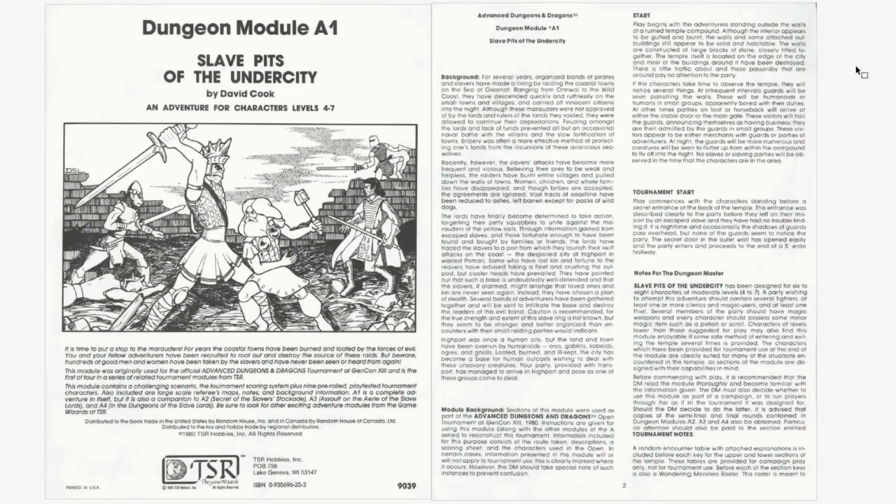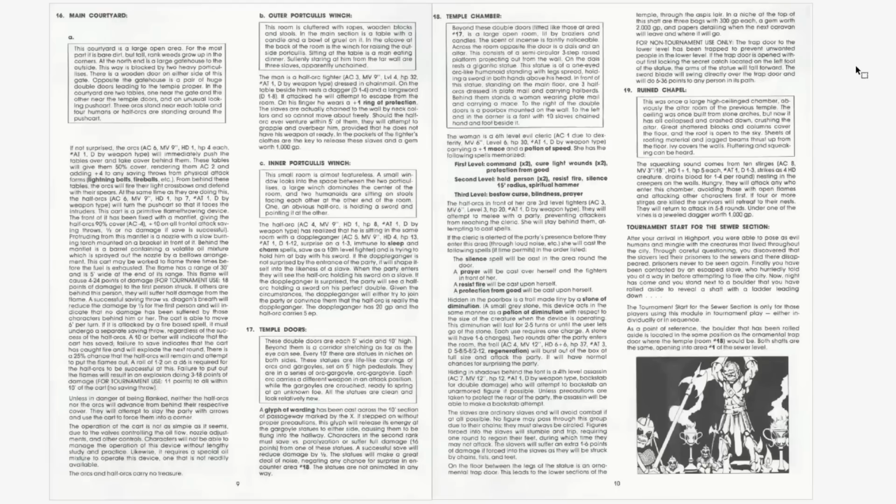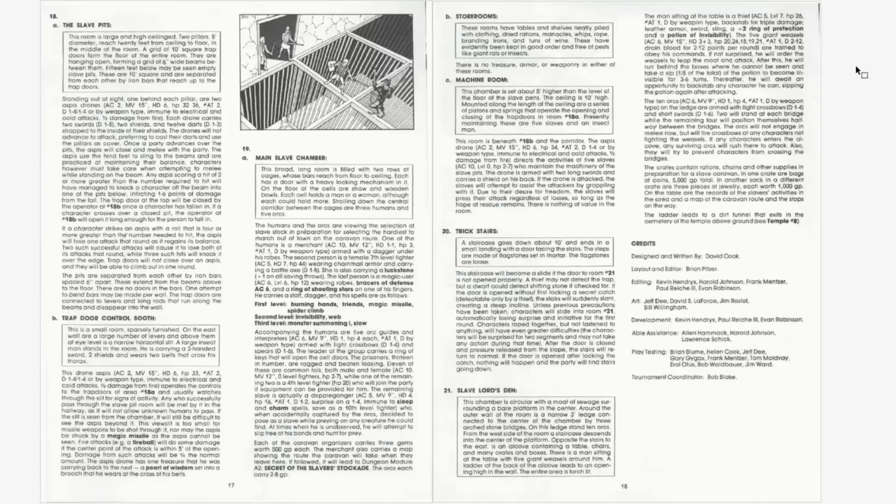I am going to go, however, all the way to the back just to finish talking about the creators, since we started with Dave Cook and Jeff Dee. So you see here that the layout and editor is Brian Pitzer. Brian was an early employee and hire at TSR, and he worked in what was known as the development department. Now at this point, TSR has been around for 6 years. Lawrence Schick has come in and started to reorganize how the departments are going to relate and work together. And he's hired a bunch of people, and I believe he was the one who also hired Brian Pitzer.